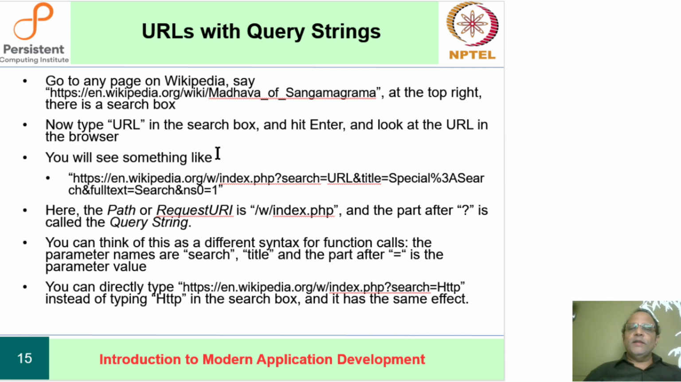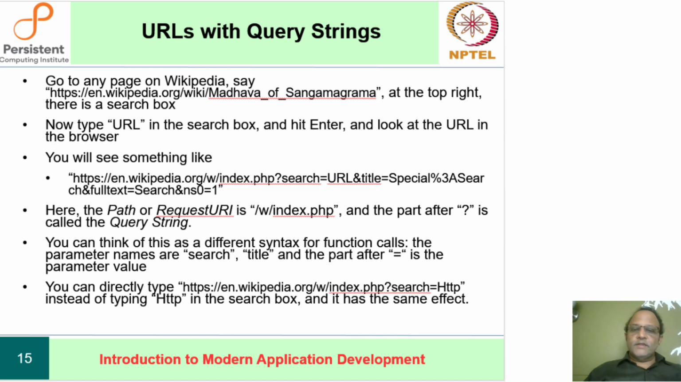Try the following. Go to any page on Wikipedia, say en.wikipedia.org Madhav of Sangamagrama, and then at the top right you will see a search box. Now type URL in the search box and hit enter, and then look at the URL in the browser. You will see a complicated URL of the form shown below. And now let's try to identify the parts of the URL.